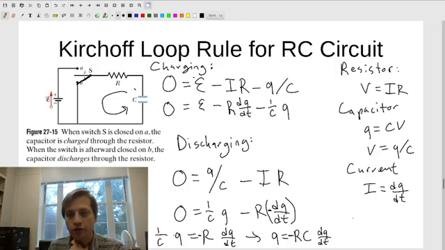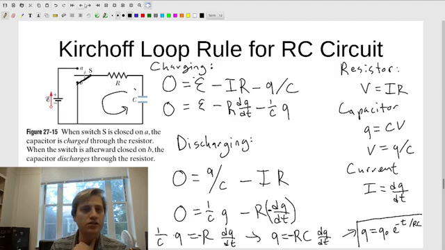And what you find then is that the solution to that equation is Q equals whatever you started with, so this is whatever charge you started with, times e to the minus t over RC. Okay, so I encourage you to go ahead, do the derivative, stick this back in, and you'll see that this in fact is the correct solution.